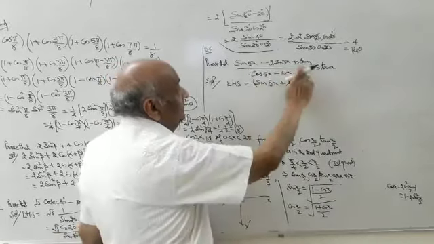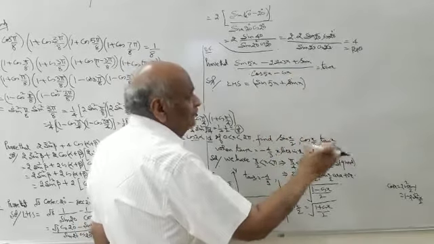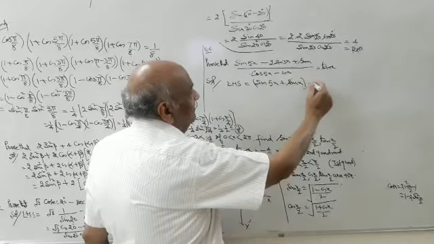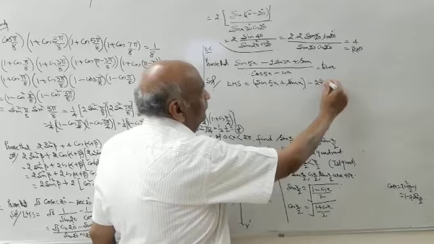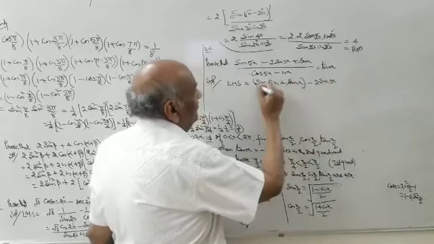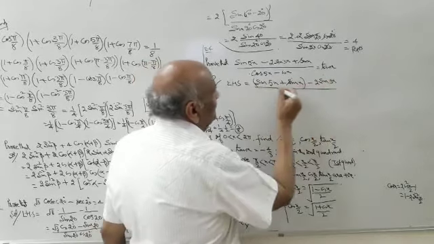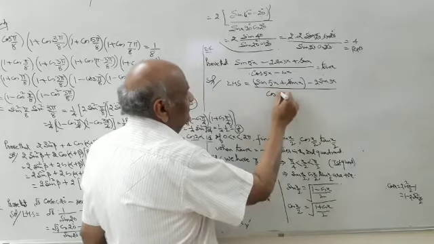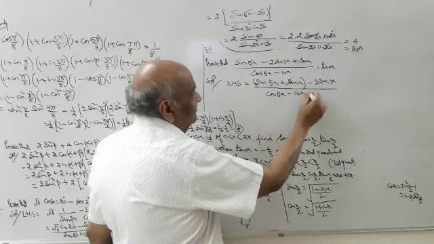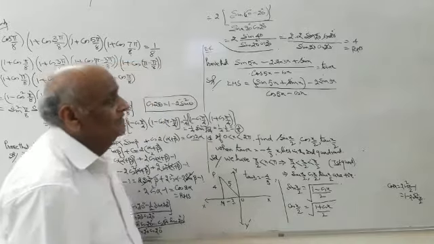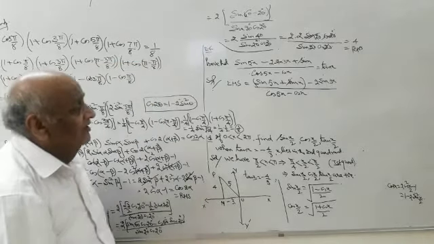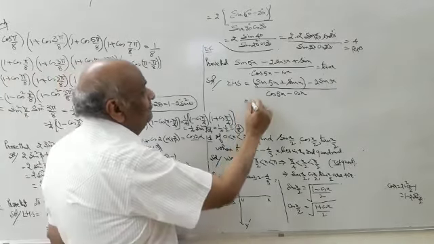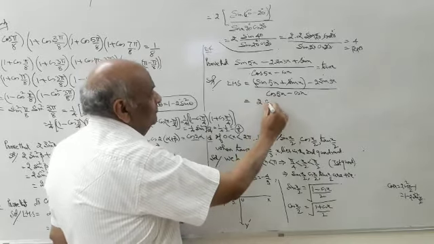Because we have 5 plus 1, 6. 6 upon 2 when we say is 3. That you just keep in mind. 2 sine 3x upon, it is cos 5x minus cos x. See, please see. Now apply here sine C plus sine D.